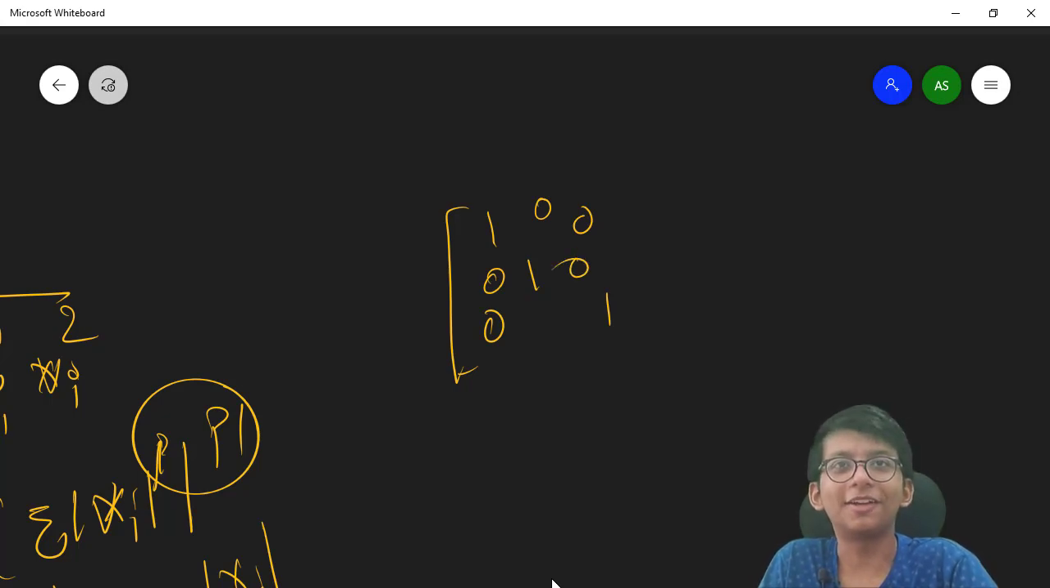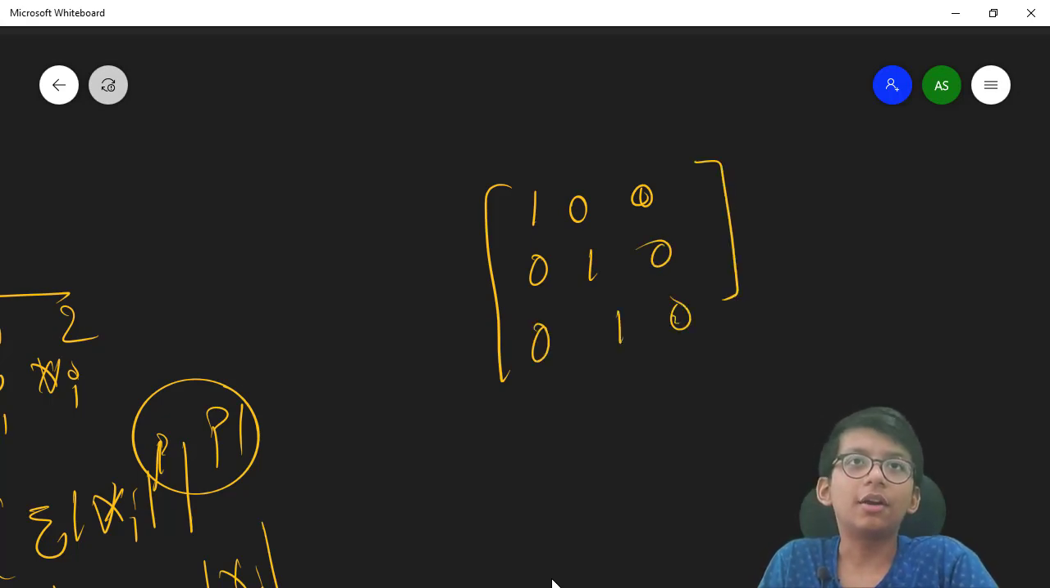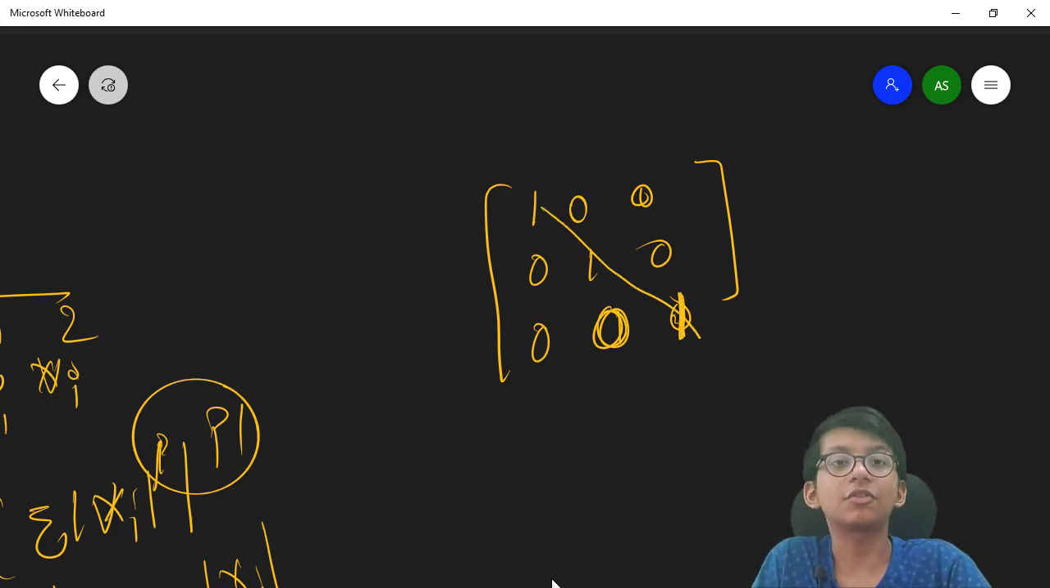Oh my god, what have I done over here. So you're going to make a 3 by 3 identity matrix. In the diagonal you have 1, and here you should have 1. So the diagonal entries are all 1 and everywhere else we have 0.